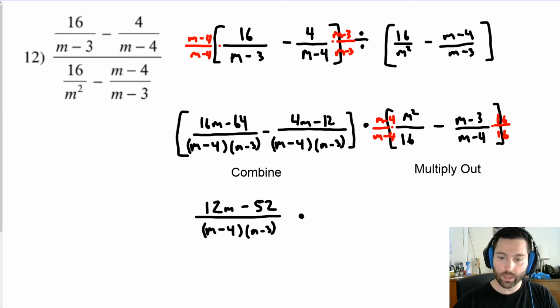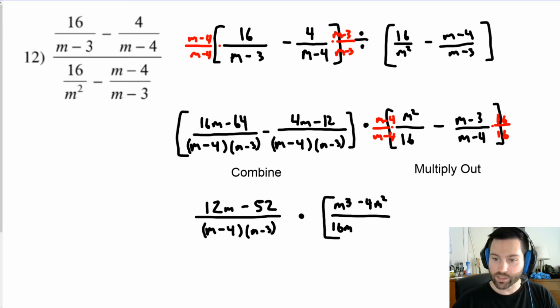And that's multiplied by, and then over here, we still have the bracket. M squared times m is going to make m cubed on top. M squared times negative 4 would be minus 4m squared. On the bottom, we will have 16m minus 64. And then it'll be the same thing on the other side. It'll be the same denominator, 16m minus 64. And then on the top here, it'll be 16m take away 48.